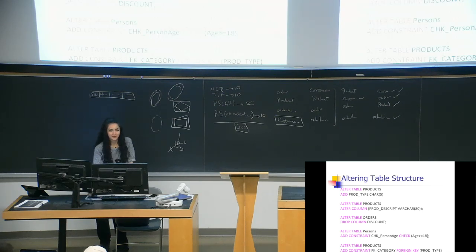Yes. Did you raise your hand? Okay. So any volunteers? Yes. The second one, alter table product, alter column product description. So what does it do? Yeah. So we are just changing the data type. Okay. And then alter table orders, drop column discount.